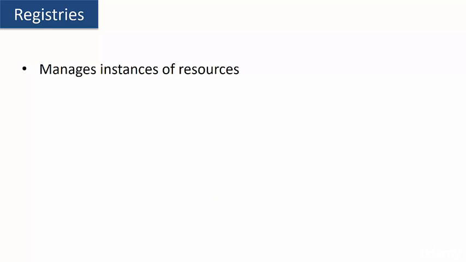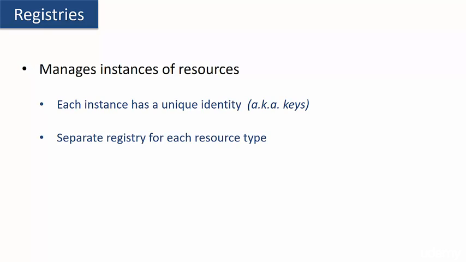Each instance in the registry has a unique identity, also known as its key. There's a separate registry for each resource type. So here, for example, you see an aircraft registry and a participant registry. To describe the concepts in this lecture, I'll use a simplified view of the registry.